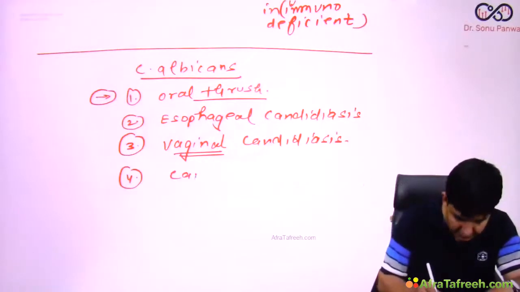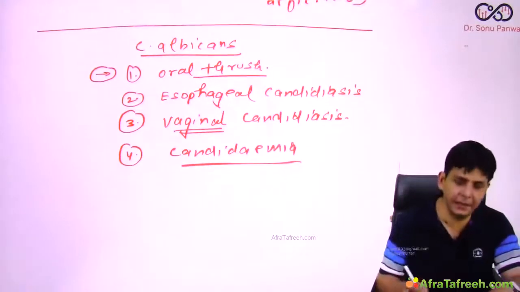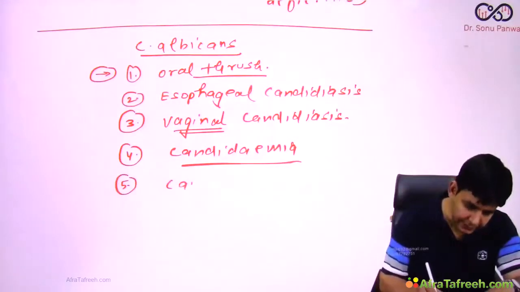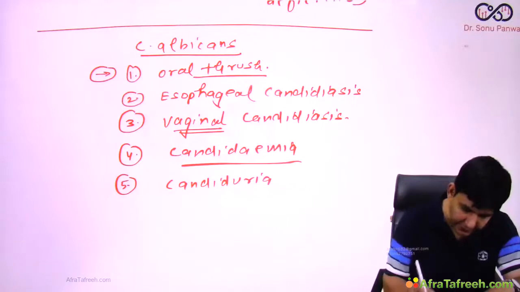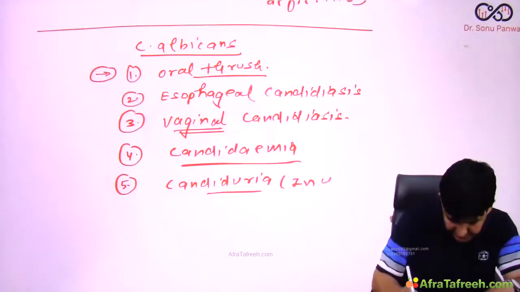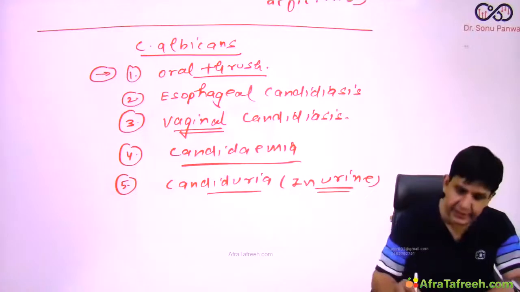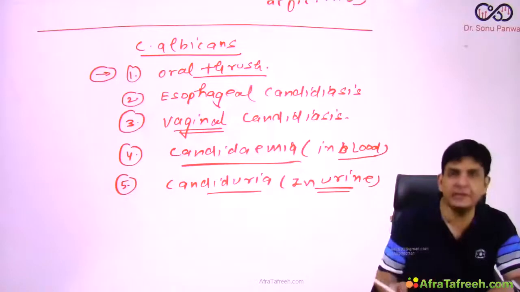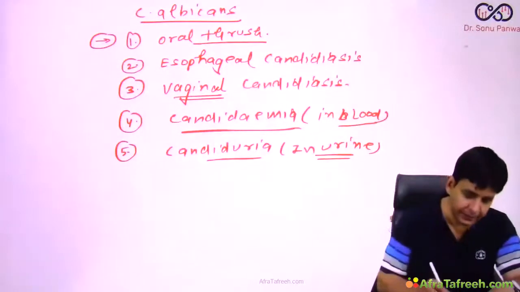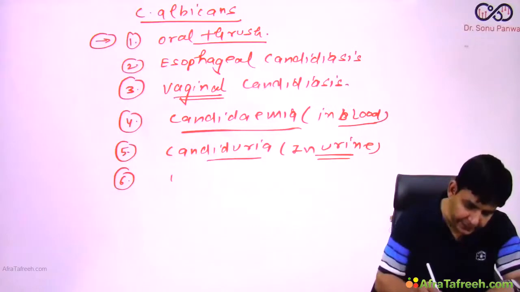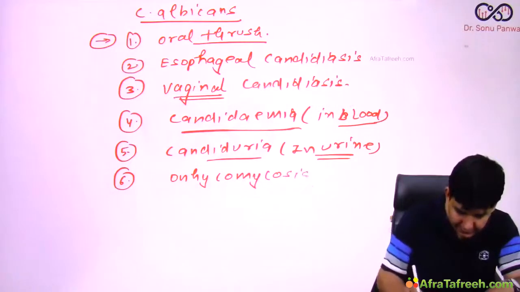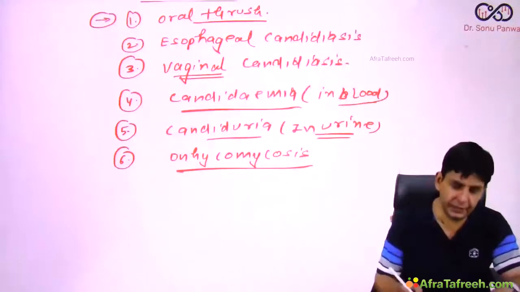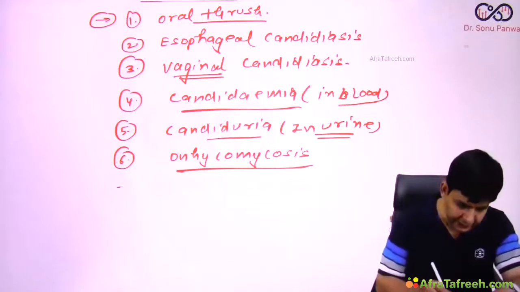Along with that, it causes infection in the blood, that is termed as candidemia, and in the urine, that is termed as candiduria. In the urine you are able to see the yeast cells, and in the blood you can find the Candida yeast cells, that is candidemia. So one is candidemia, one is candiduria. Other than that, onychomycosis. Okay, the nail folds are involved. That is onychomycosis in this particular Candida infection.